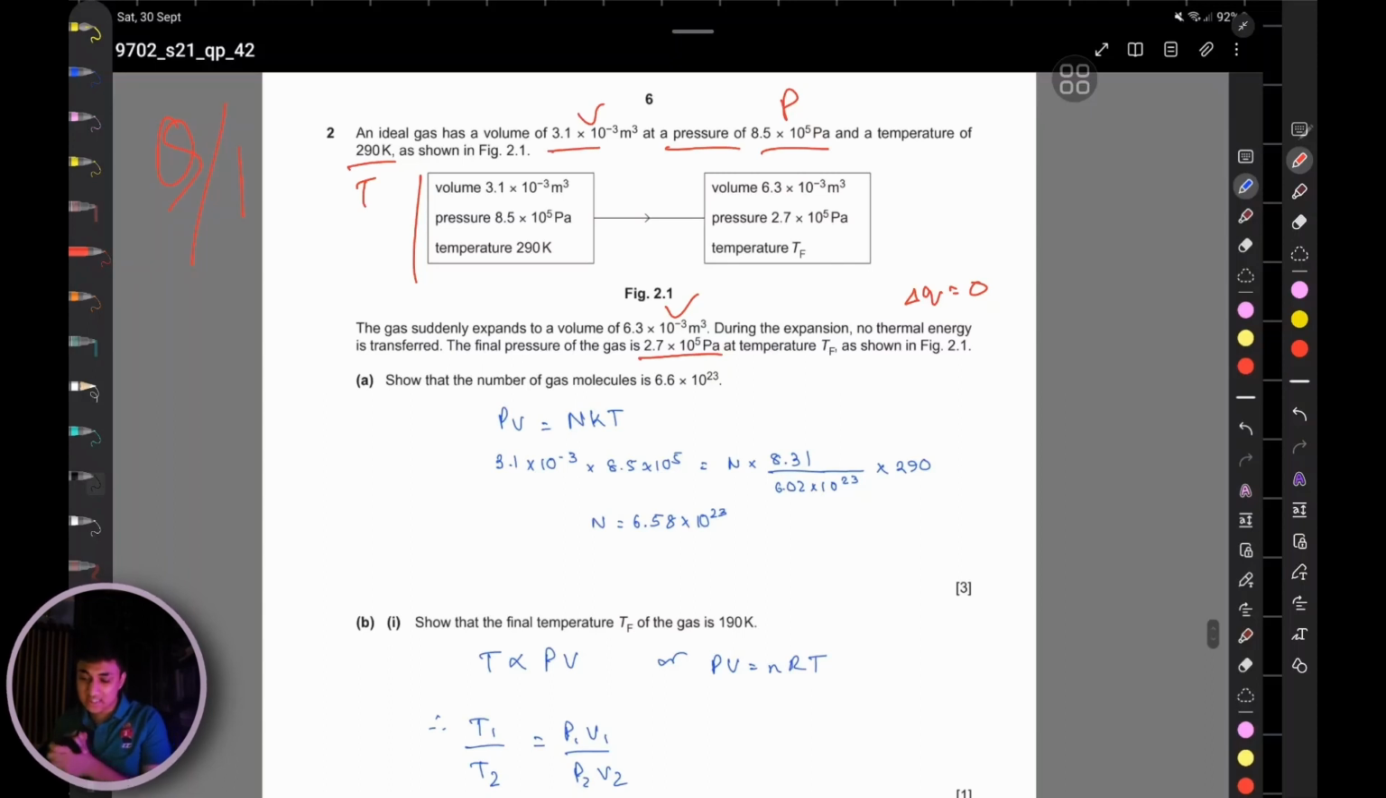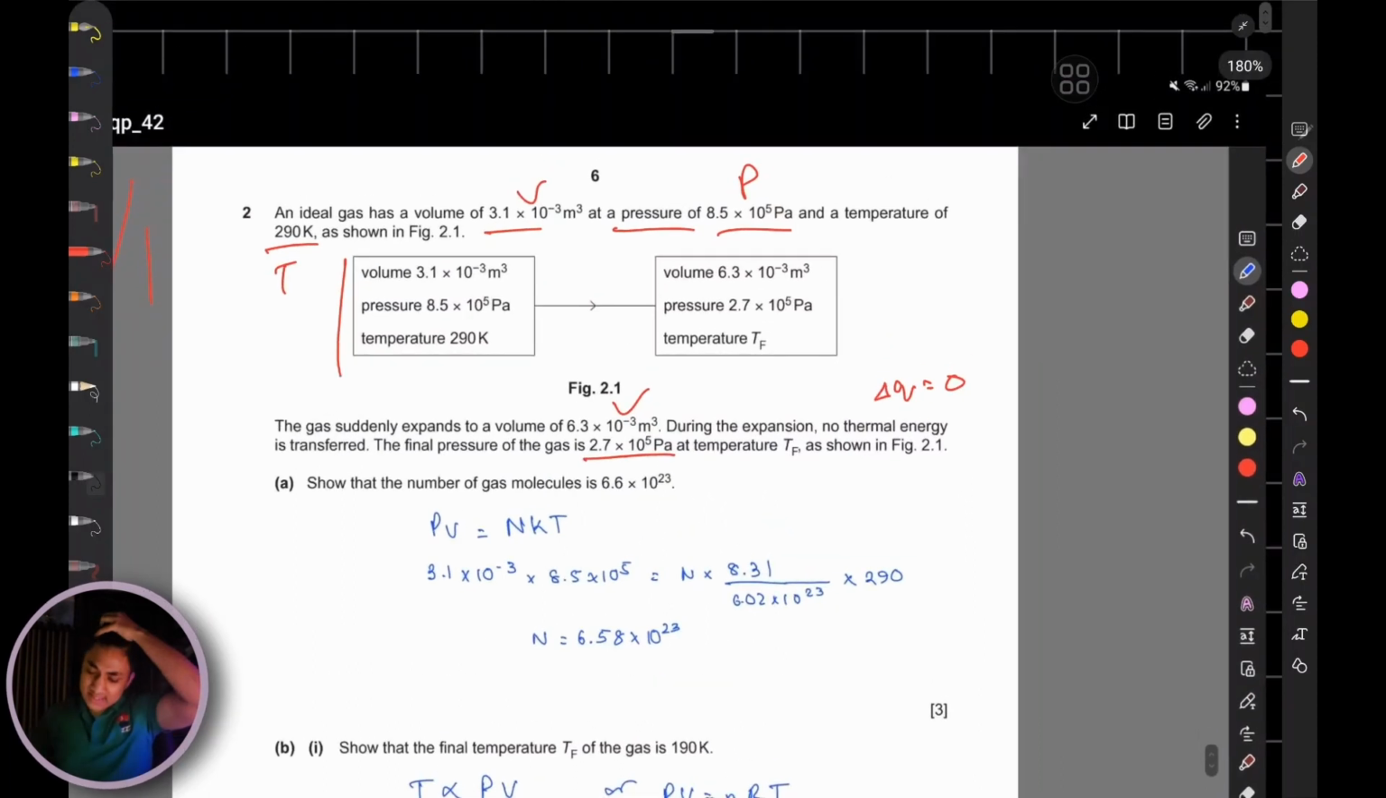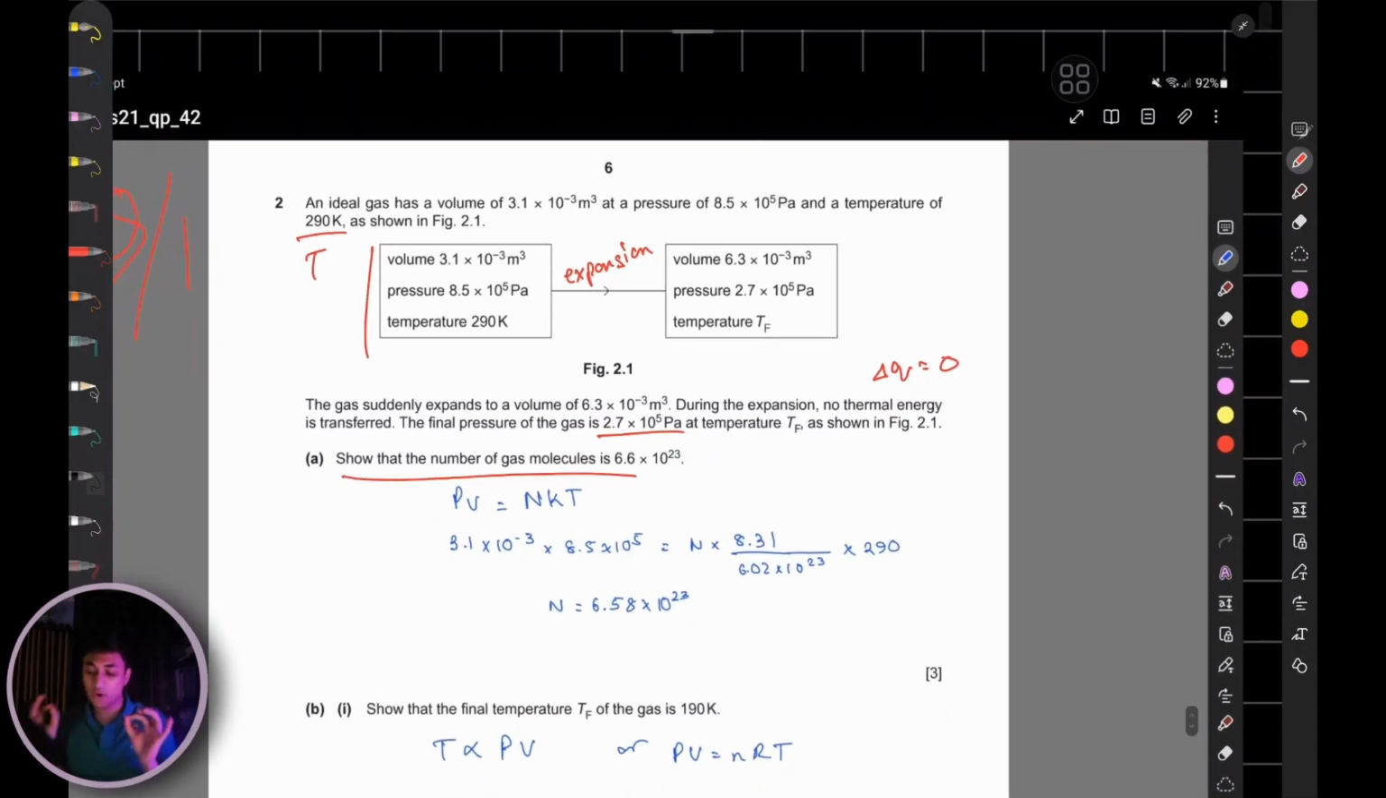At temperature TF, as shown in figure 2.1, show that the number of gas molecules is 6.6 into 10 to the power of 23. Now, these are the new conditions of the ideal gas after being expanded. Pressure has decreased and temperature, you don't know. So, expansion has taken place over here, and no thermal energy put in. Now, you know that the number of particles are not going to change since we're working with the same mole of gas. Now, thereafter you show the number of gas molecules.